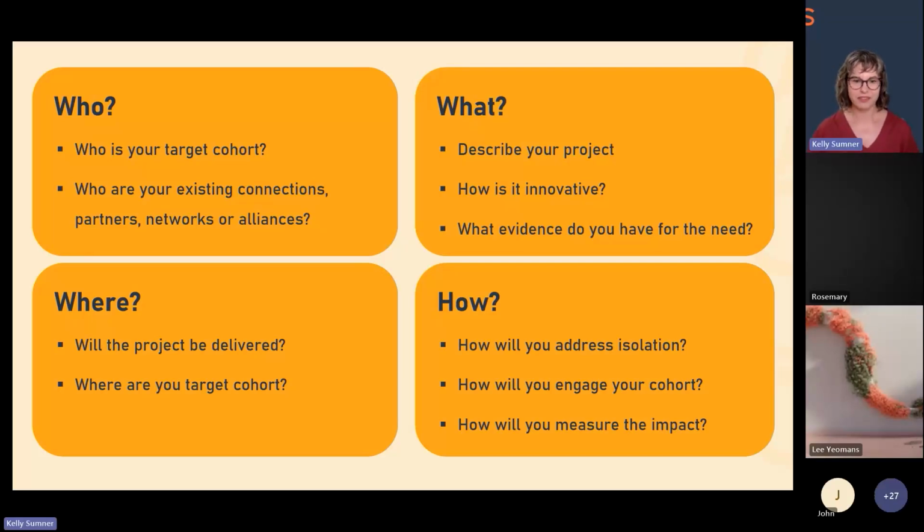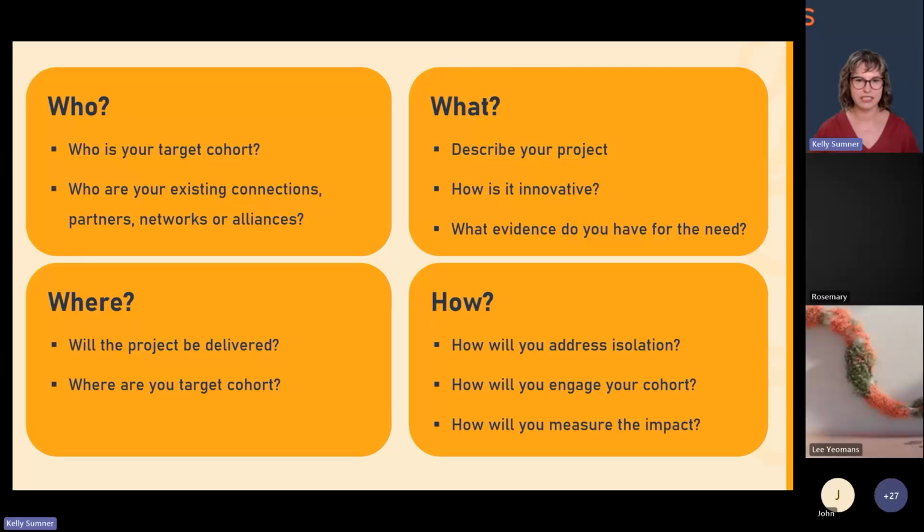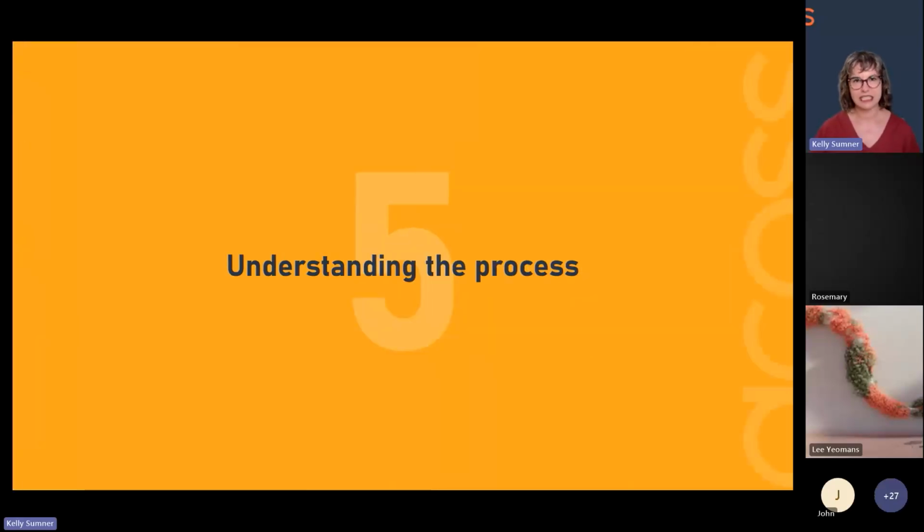Okay, so now we're on to step 5, which is understanding the application processes itself. And again, it might seem a little bit strange to be exploring what the process is before you actually start writing the application.